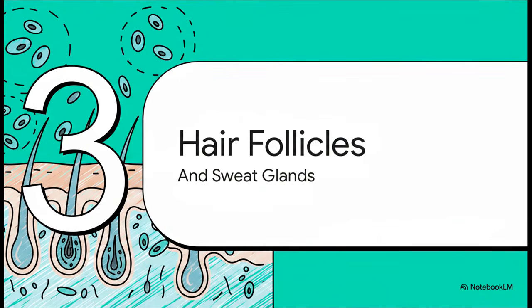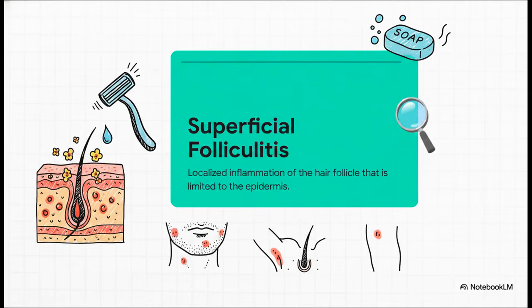Bypassing the flat layers for a second, let's hit section 3, hair follicles and sweat glands. Let's zoom in on the specific anatomical pockets where bacteria really love to hide out, our hair follicles. We start with the mildest battleground, which is superficial folliculitis. This is a localized inflammation of the hair follicle that stays strictly limited to the epidermis.